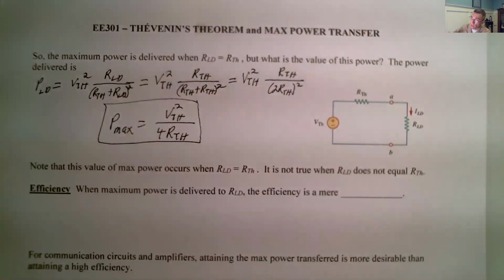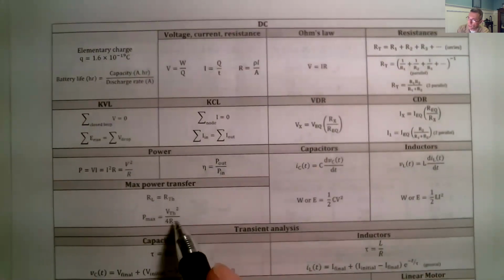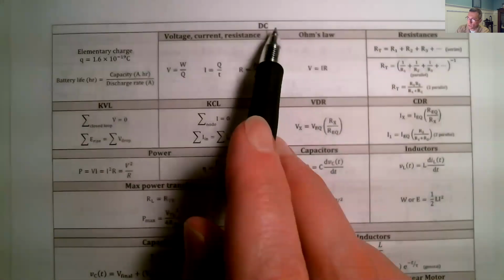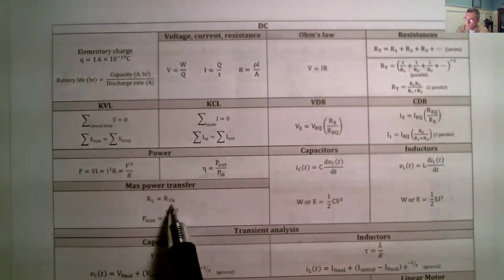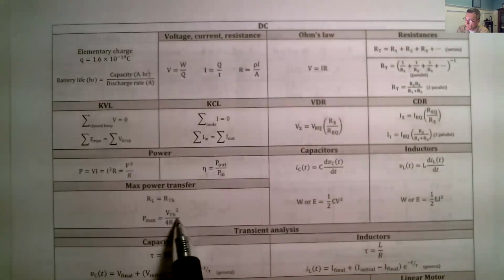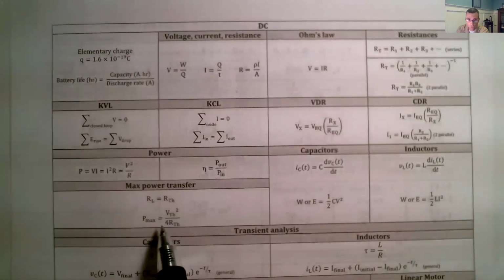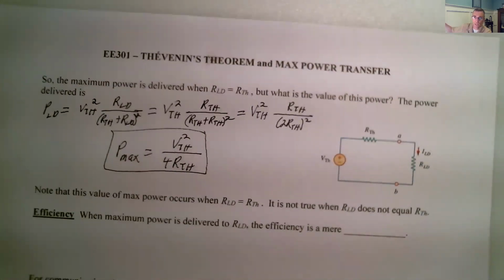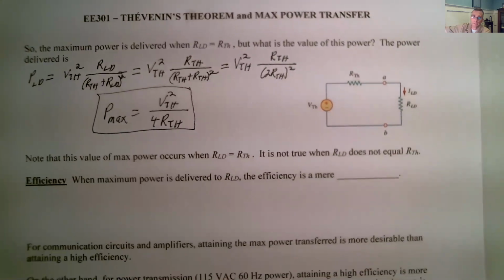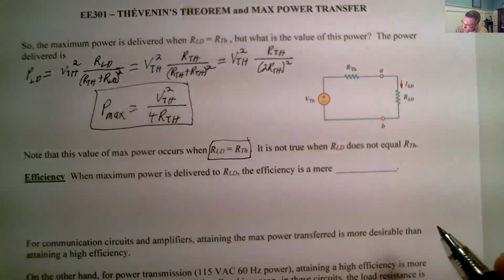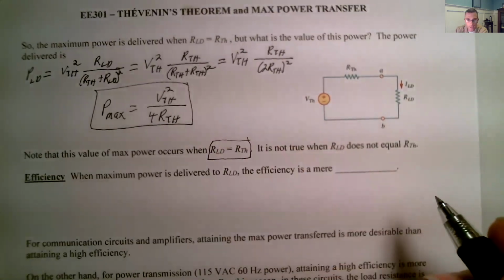Again, do we need to remember that? No, it's right here on our equation sheet. This is still the DC side. R load equals RTH, that's when we get max power. That maximum power is VTH squared divided by 4 RTH. But this is only true when R load is equal to RTH. It's not true at any other time, only when our load is equal to RTH.